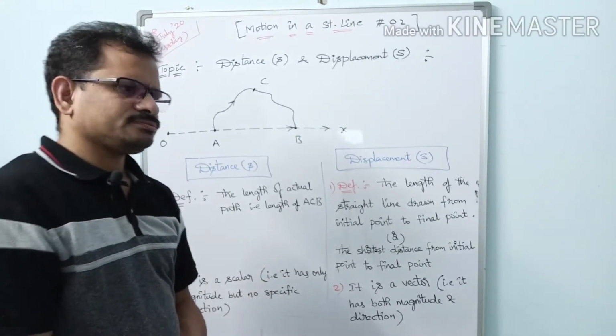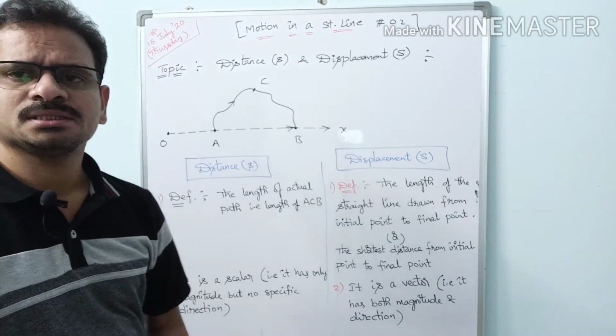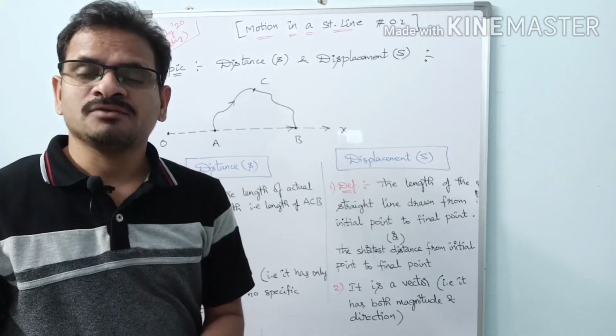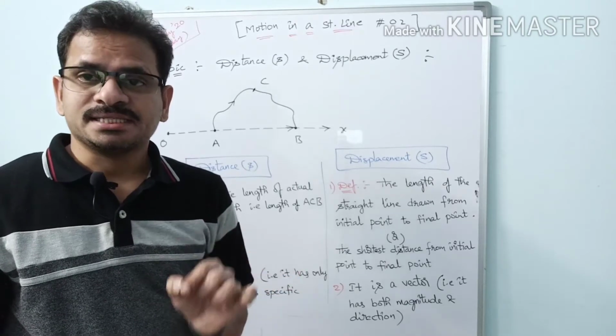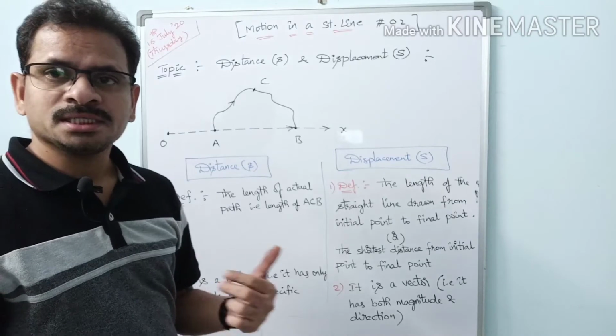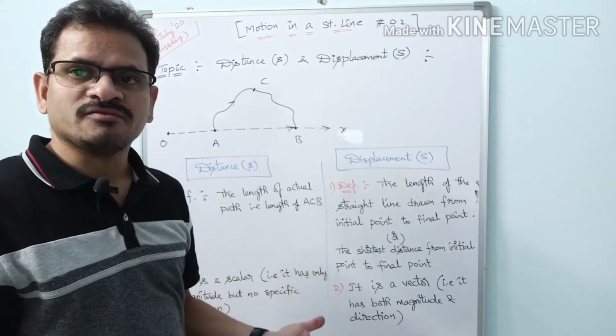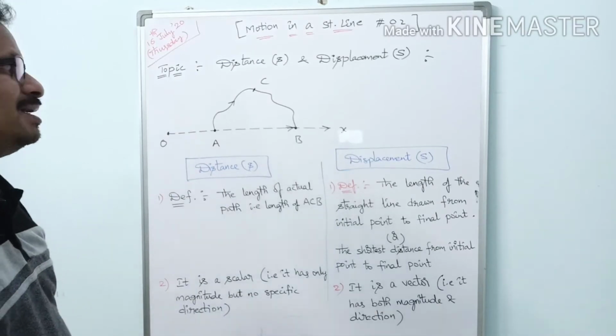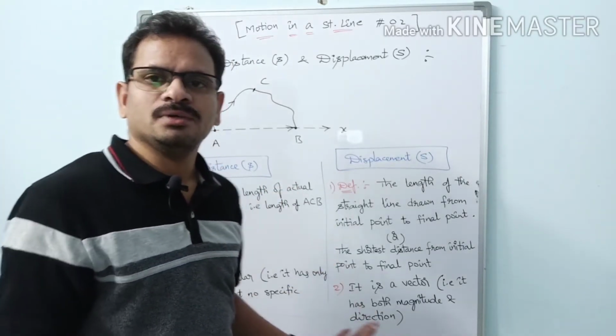So in physics we come across several physical quantities. A physical quantity is either a scalar or a vector, so we should know whether a given quantity is scalar or vector. Let us know, what about distance? Is it scalar or vector? Let us check.